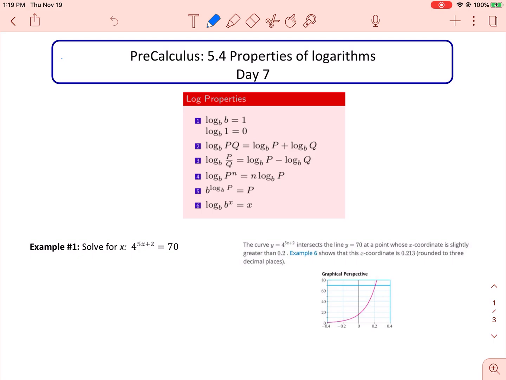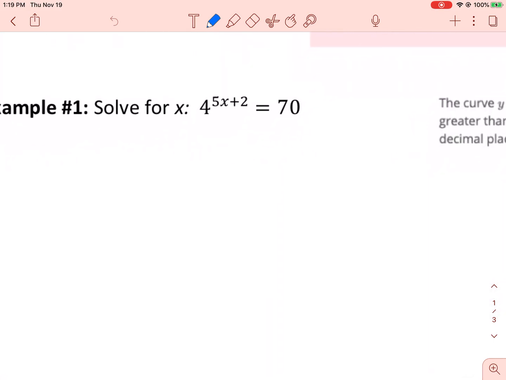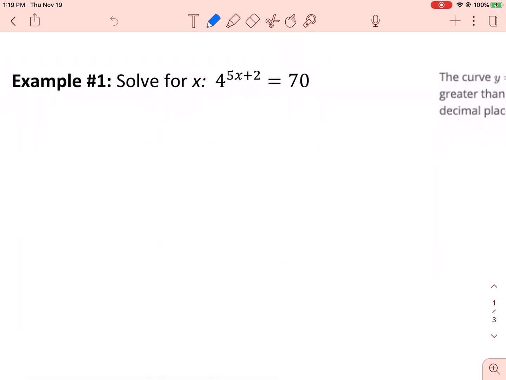Let's get started. Okay, example 1, solve for x. 4 raised to the 5x plus 2 equals 70. I'm in exponential, I'm stuck, so let's go ahead and apply the log to both sides, which will help us pop that exponent to the front. You apply the log to both sides.